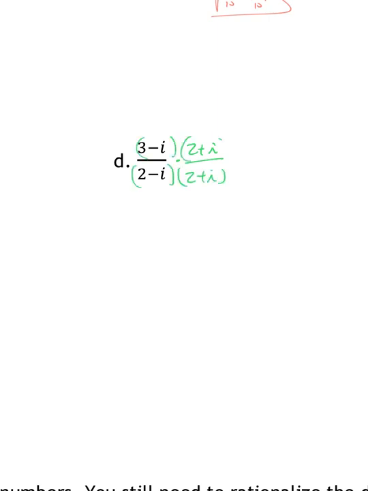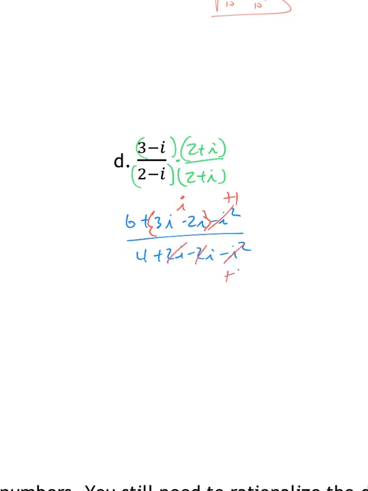All right, let's FOIL the top, FOIL the bottom. So I got 6 plus 3i minus 2i minus i squared, over 4 plus 2i minus 2i minus i squared. Let's simplify. That becomes a positive 1. If I add those together, 3 minus 2 is 1, so I just got an i. Those cancel. That becomes a positive 1. So 6 plus 1 is 7. I just have 7 plus i over 5. And that's my final solution there.